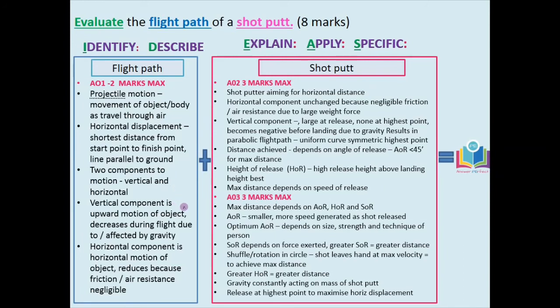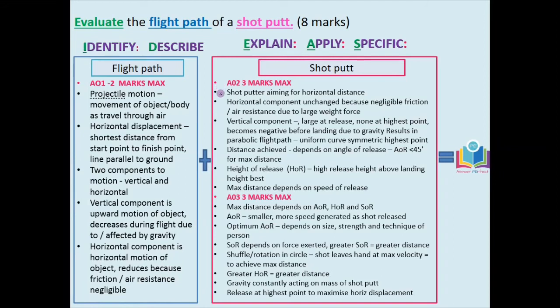The vertical component is the upward motion of an object, which decreases during flight because it's affected by gravity. The horizontal component is horizontal motion of an object, and it reduces because of friction or air resistance, and a lot of the time it's very negligible. In AO2 then, this is worth 3 marks of the 8. This is where we apply our knowledge to the shot put.